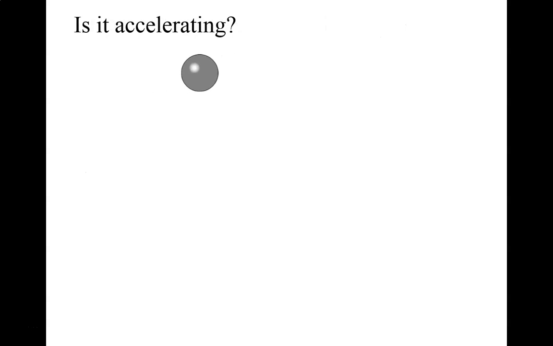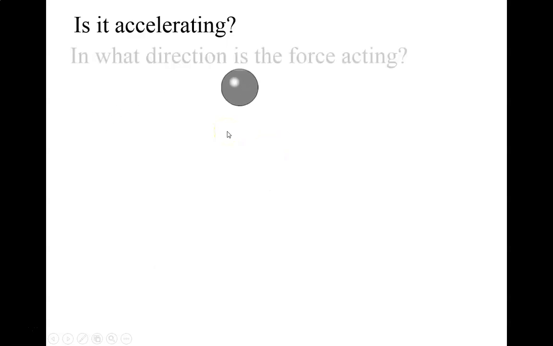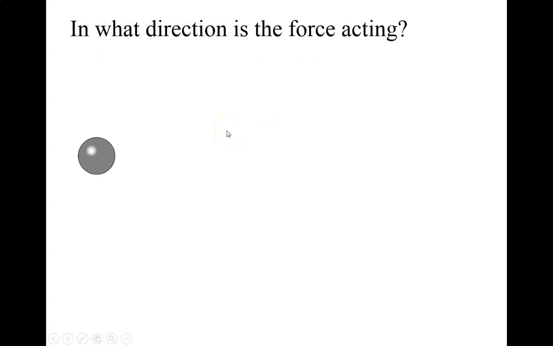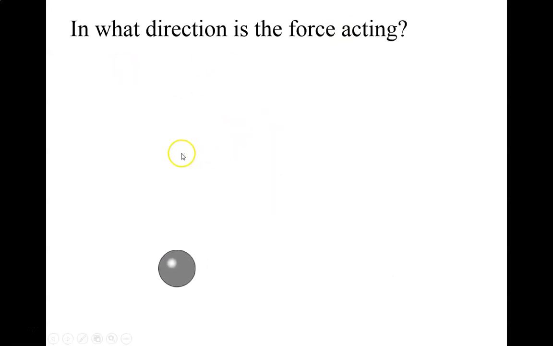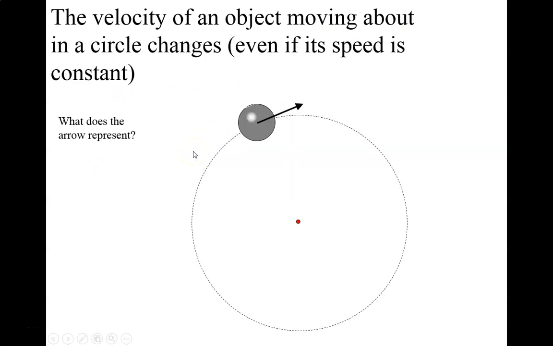Now, is this ball accelerating? Is it changing velocity? Yes, it is. It's not changing speed, but it's changing velocity because it's constantly changing direction. Would it require a force to cause this ball to move like this? Sure it would be. If it wasn't, it would go in a straight line. So what direction is that force acting? It's toward the center of the circular path that it's moving along.